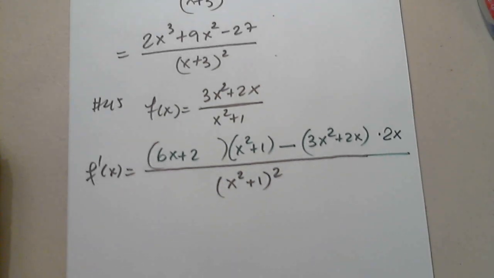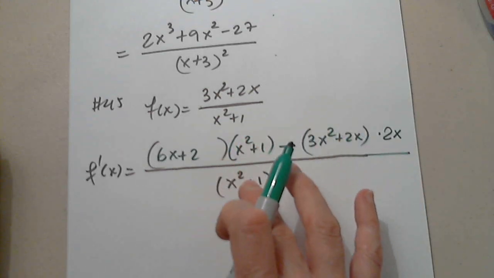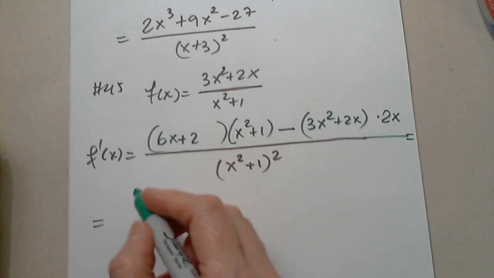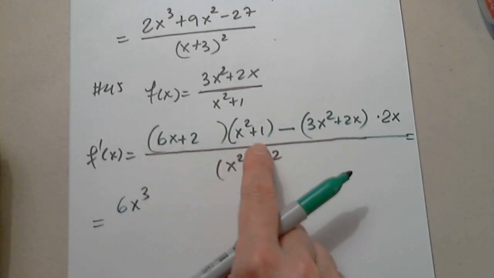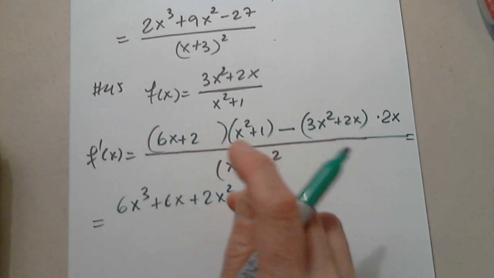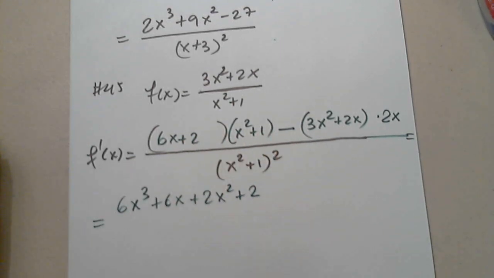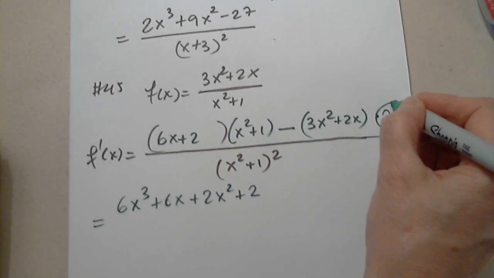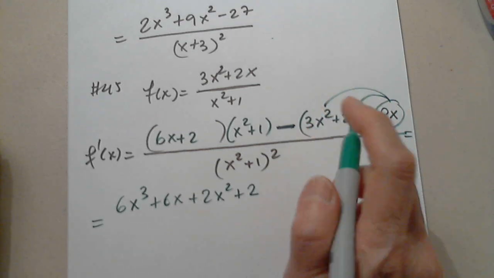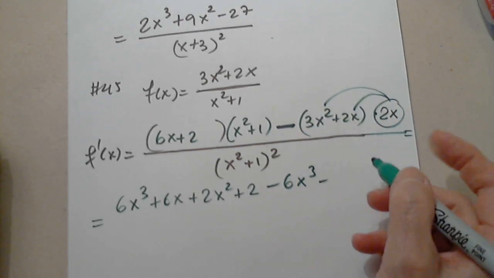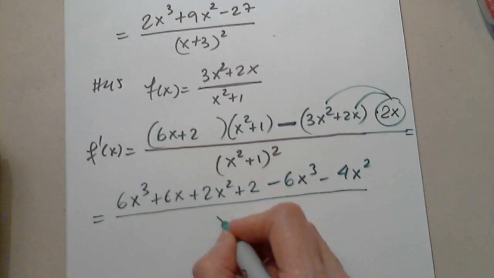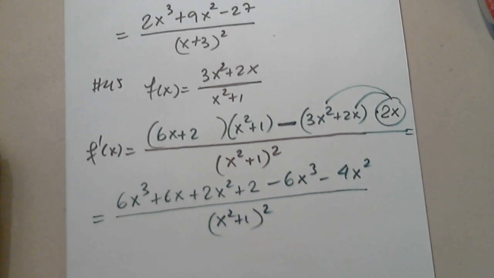Good. So we have to distribute. Don't attempt to simplify. It will not be correct. So 6x times x squared, 6x cubed, 6x times 1, 6x, 2 times x squared, 2x squared, 2 times 1 is 2. Now 2x distributed here with minus in front. 6x to the third minus 4x squared over x squared plus 1 squared.